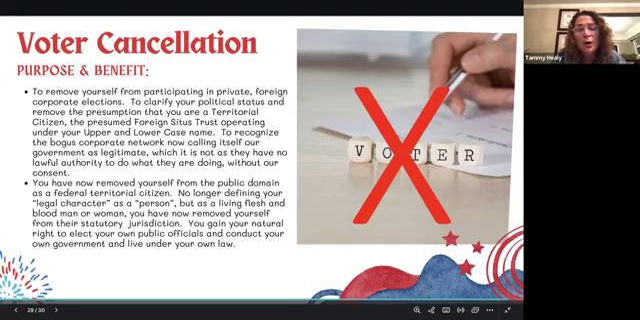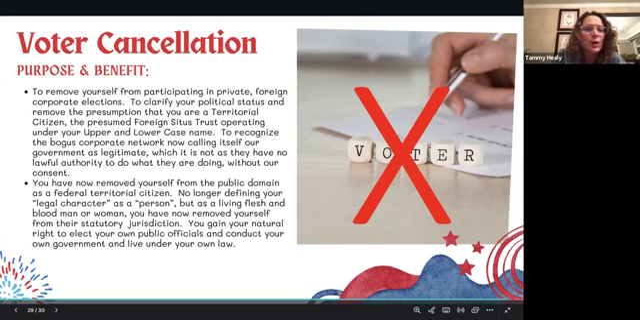And so if you are correcting your status as an American, why would you want to elect somebody in their foreign government? This is to clarify your political status and remove the presumption that you are a territorial citizen. The other thing is that if you don't take these steps, they always have something to hold you to their jurisdiction. So if you truly want to get out of that system and you want to live as a free American, you need to fully remove yourself. And this is one of the steps.